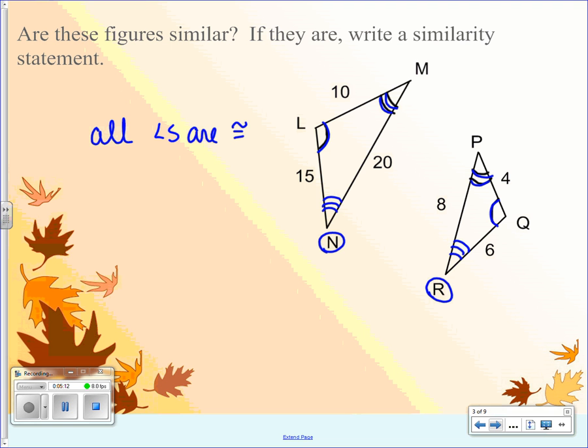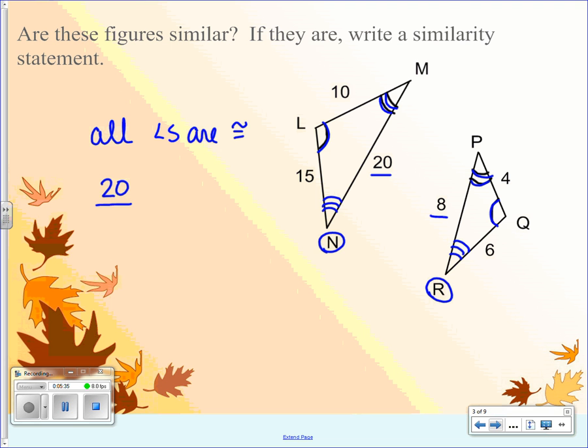That's the first check. The second thing is we need to check that sides are proportional. So we're going to look at this in kind of a systematic way. Let's start with the longest side of the biggest triangle. So that's going to be side MN, and it has a length of 20. 20 corresponds to the longest side on the smaller triangle, which is 8.